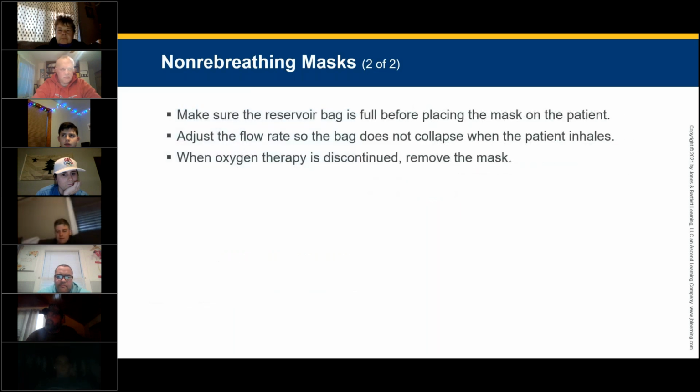It's very important to make sure that you fill the reservoir bag before you place it on the patient. You've got to adjust the flow rate so the bag doesn't collapse when the patient inhales. Typically 10 to 15 liters per minute for these. If the bag's collapsing, increase the flow rate. When the oxygen therapy is discontinued, remove the mask from the patient's face. And these bags come in adult, pediatric, and infant sizes.